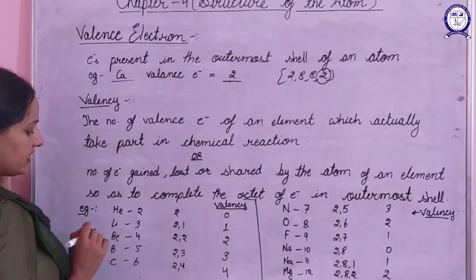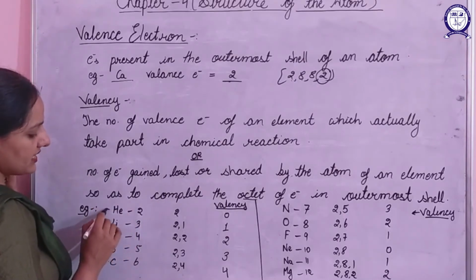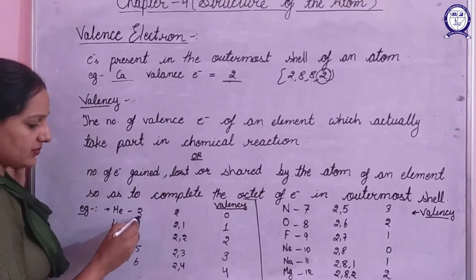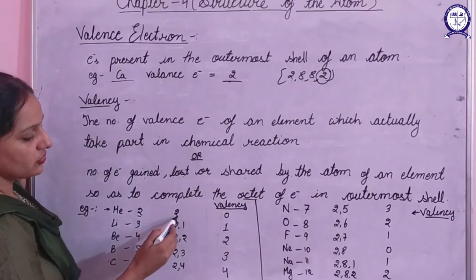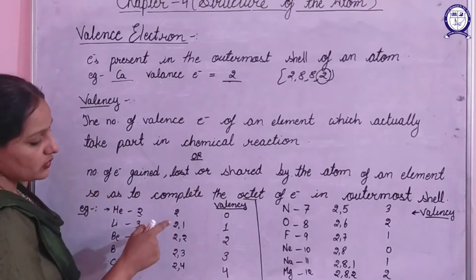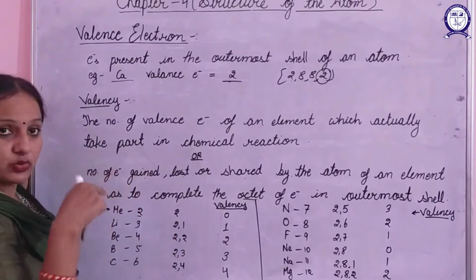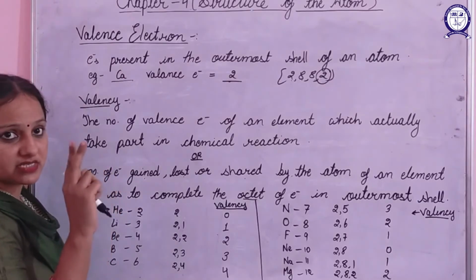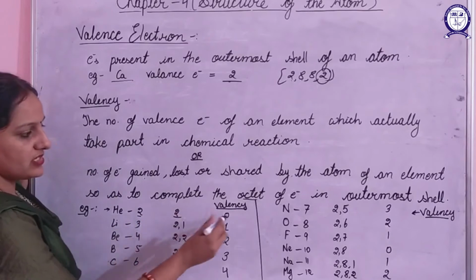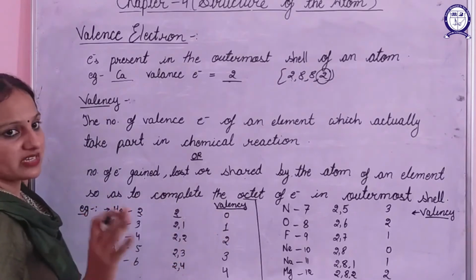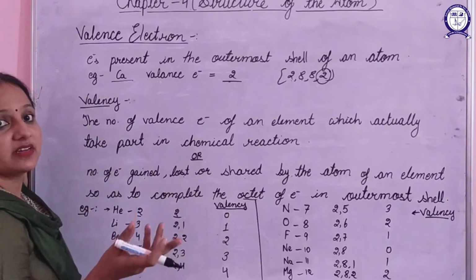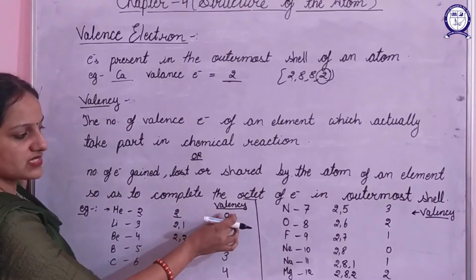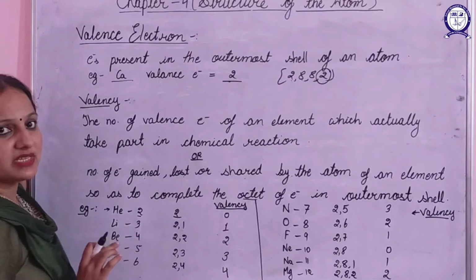Let's discuss with the help of an example. Suppose that a helium atom is there. So we know that the atomic number of helium is 2 and its configuration could be written as 2. So it is having only one shell, and in that the maximum number of electrons that could be accommodated is 2. So it is stable, so its valency will be 0. That means neither will it gain electrons, nor will it lose electrons. So its combining capacity is 0, so its valency will also be 0.